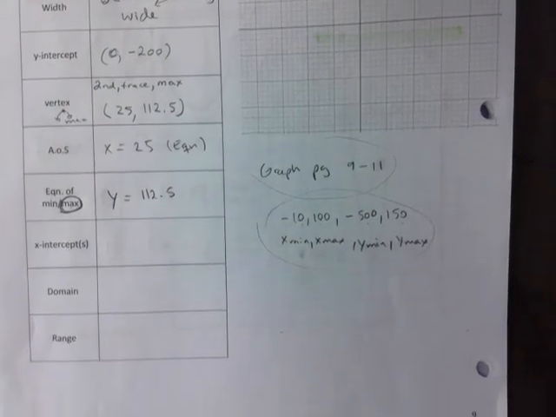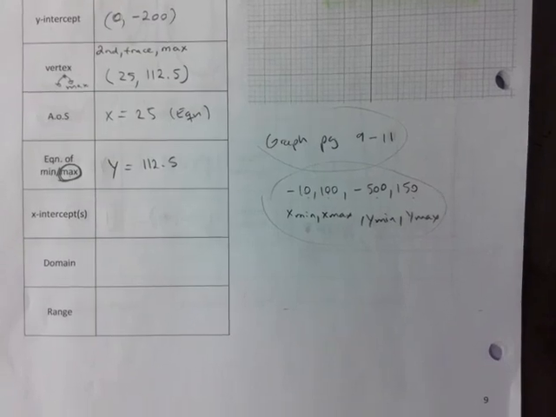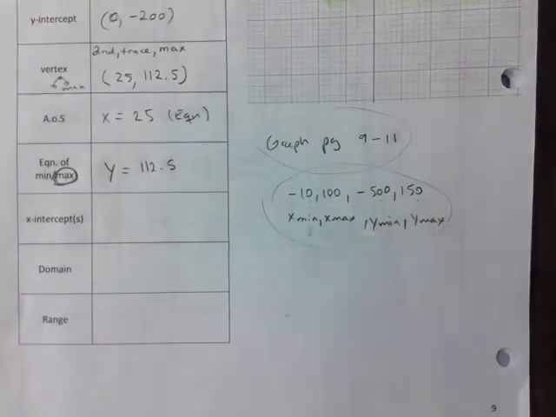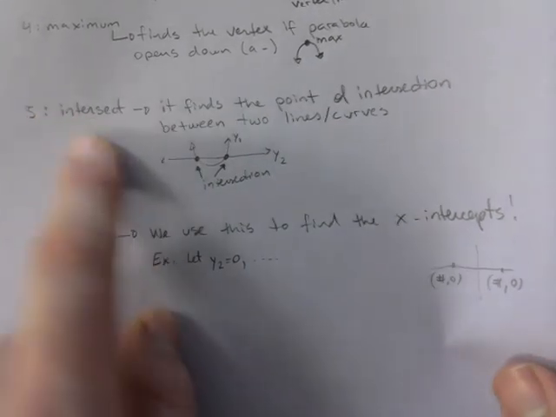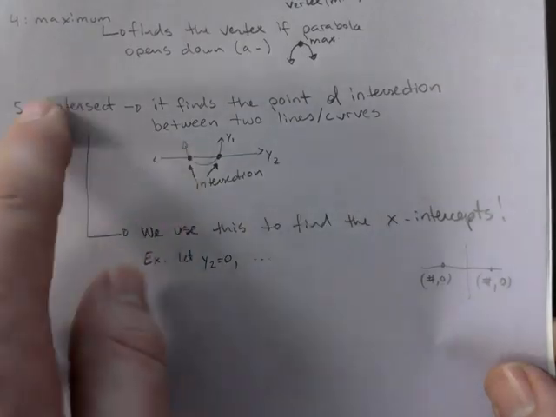X-intercepts. Let's find those. What function do I use for x-intercepts? If you just go to your cheat sheet for now, we use this one to find the x-intercepts. You find that fifth option. So this is how you do it.